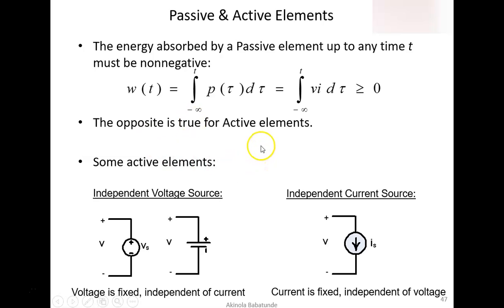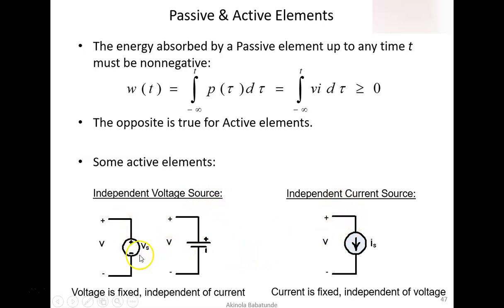And then the opposite of this is true for active elements. For passive elements, the energy must be greater than or equal to 0. The opposite is true for active elements. It must be less than or equal to 0. Some of the active elements we do have are the independent voltage source. This is important, independent voltage source or independent current source.